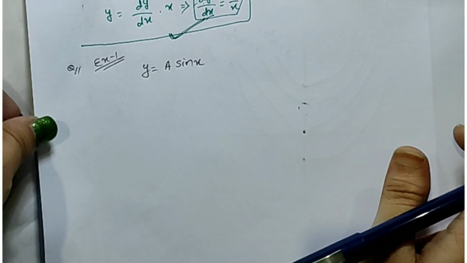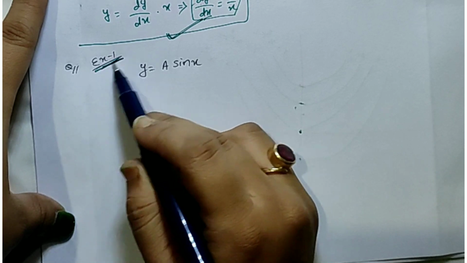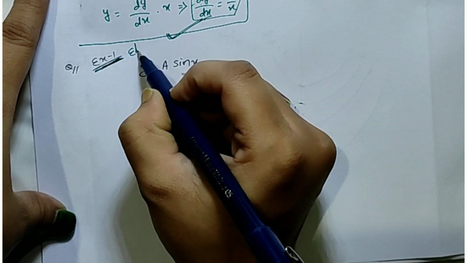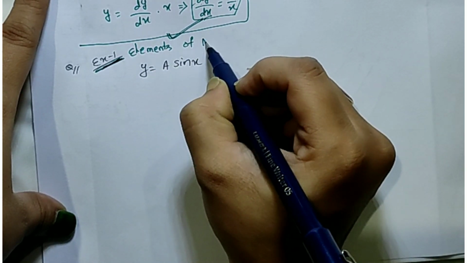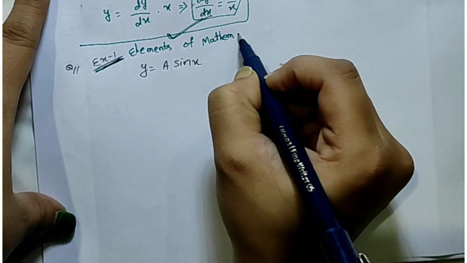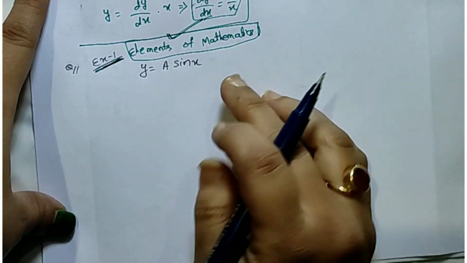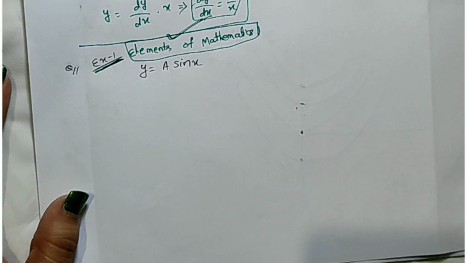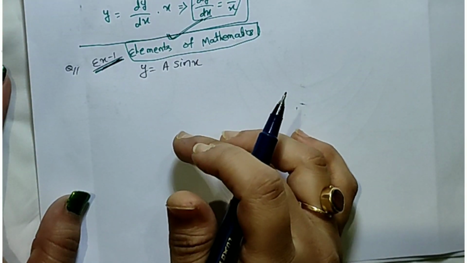So now let's have some other examples. This is example 1 of the book Elements of Mathematics. We are going to follow this book. We are going to cover all the topics and all the syllabus of this book, Elements of Mathematics.